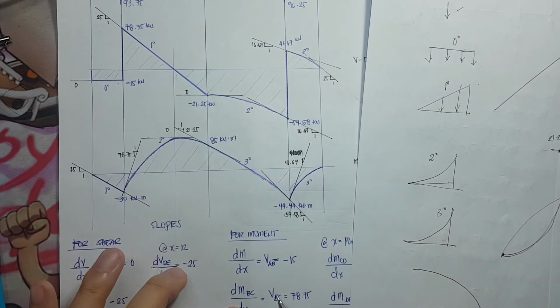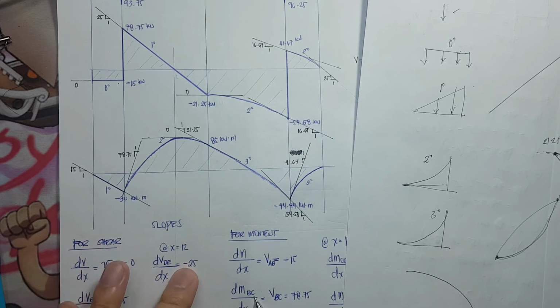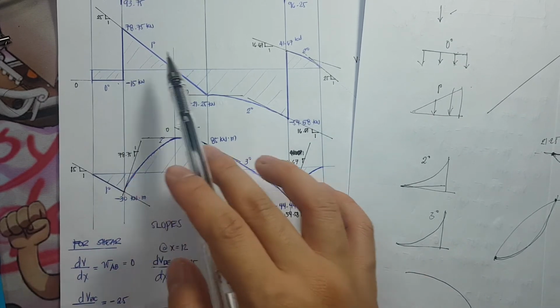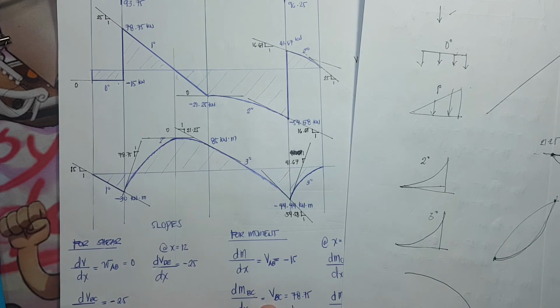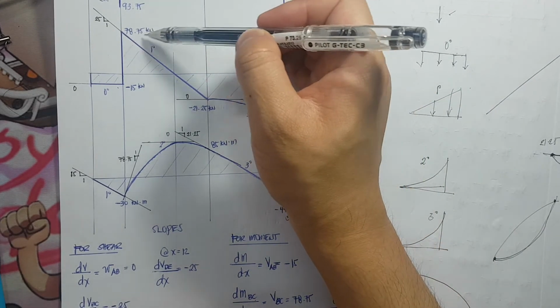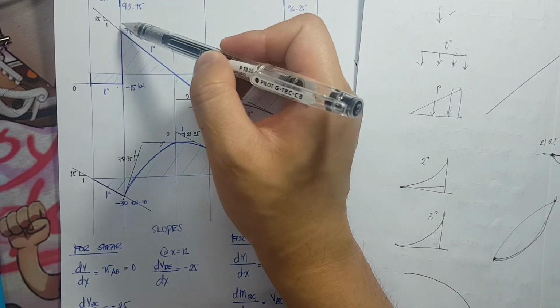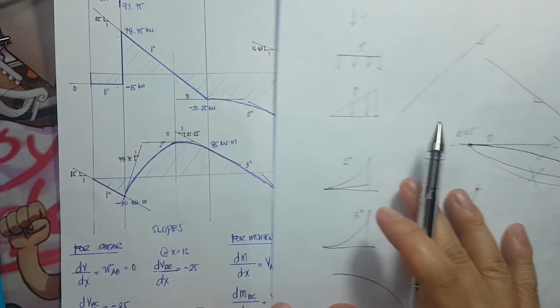The shear, the derivative of moment BC with respect to x is the shear BC. So, what is the shear here? You have 78.75 and that is positive on the positive side.